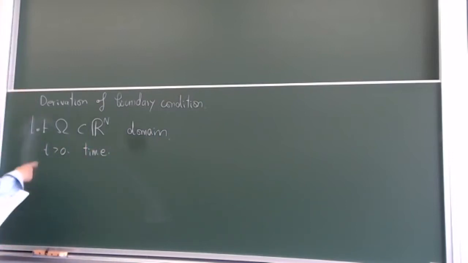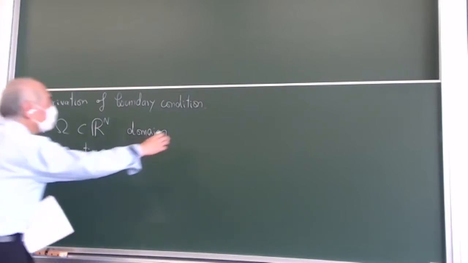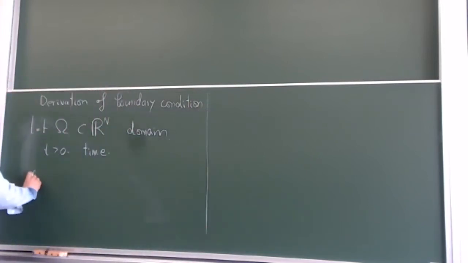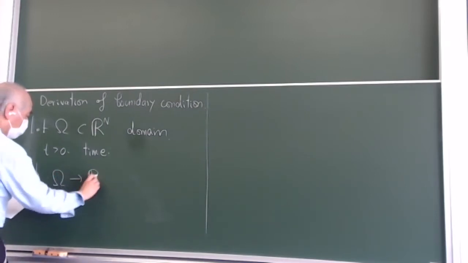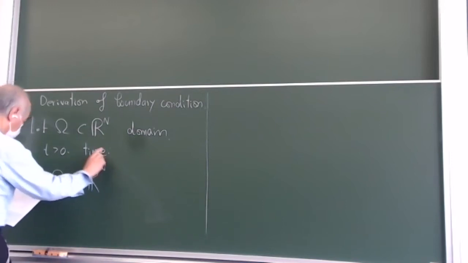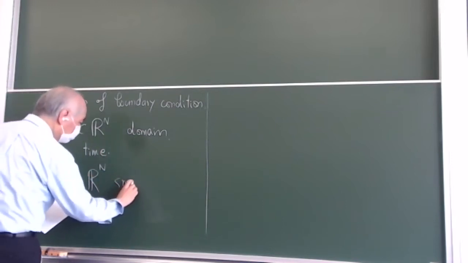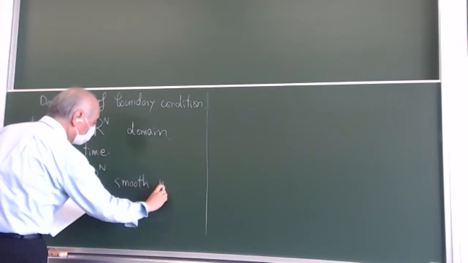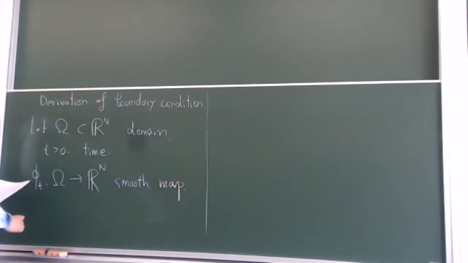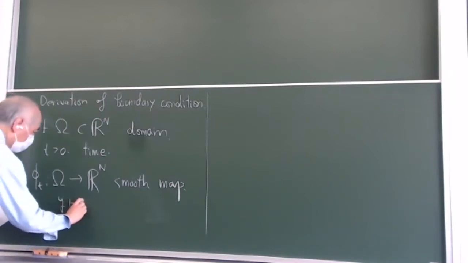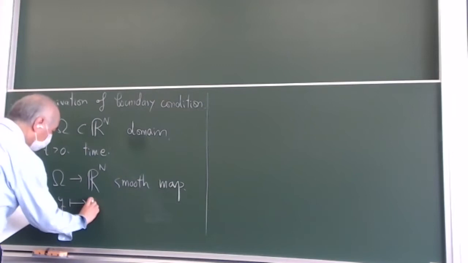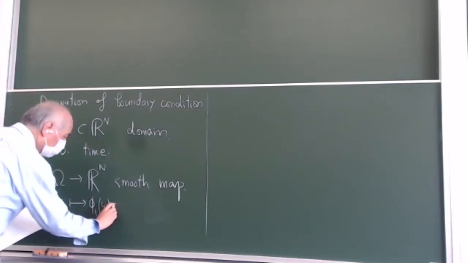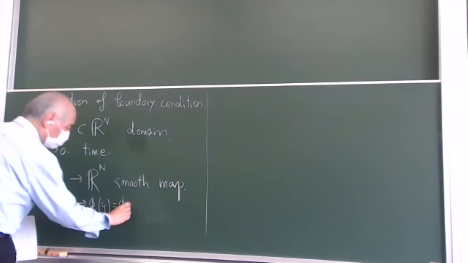and now we consider the Lagrangian formula of fluid mechanics. Therefore, phi_t is a map from omega to R^n, a smooth map. So y corresponds to phi_t(y). Another representation is y_t.